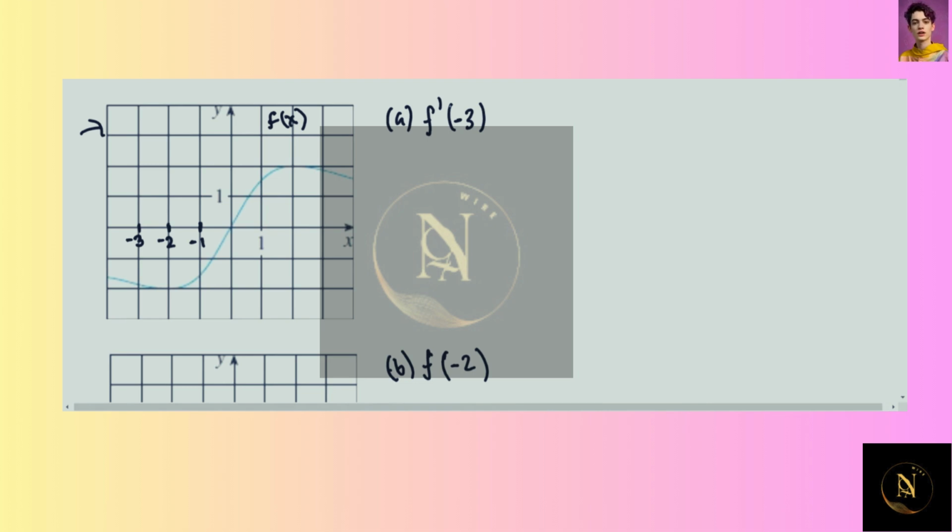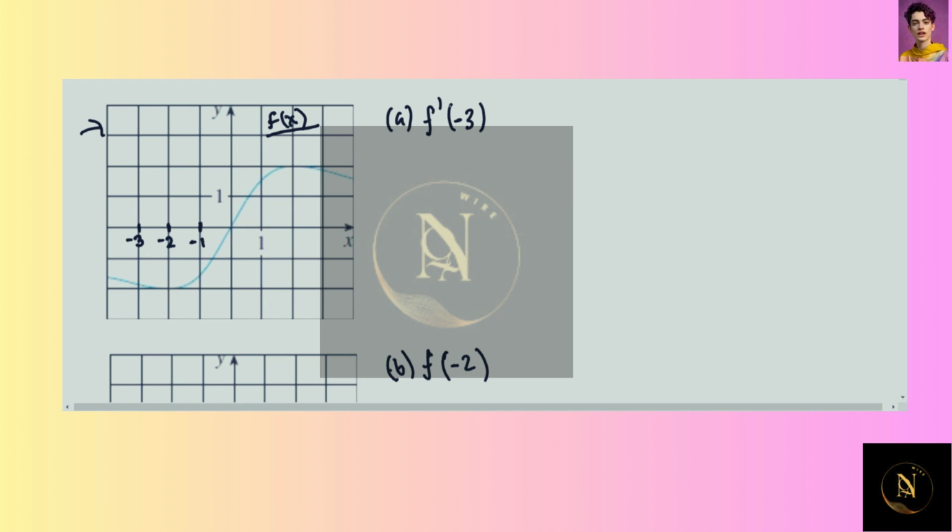For this problem, we need to calculate some derivatives at some given points, and we are only given the graph for the function f of s. So what we are going to do is to calculate the slope of the tangent function at each of these points, because that's the definition of a derivative at a given point.